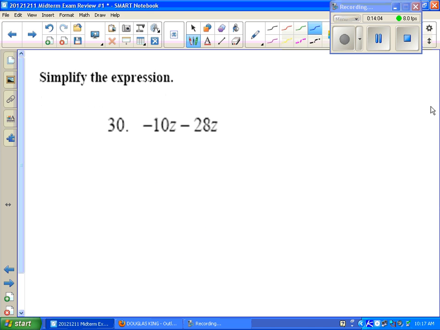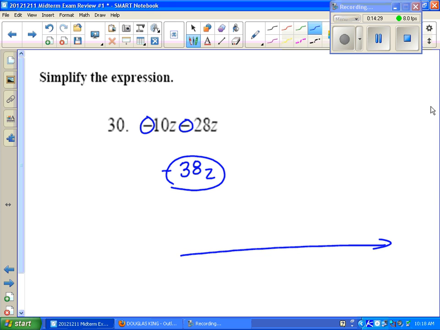Negative 10z minus 28z. Now these are like terms. Both of them are z terms, variable terms. They both have a negative sign for each term. So that means you need to add them up. 10 plus 28 is 38, and it's z plus z, so it's 38z. And since they were both negative, you keep it negative. Again, if you need to look at a number line, you have 0 here, you're at negative 10z. If you subtract 28 more, you're going to go this direction. So that's why it becomes negative 38z. And we'll pick up the rest on the next video.